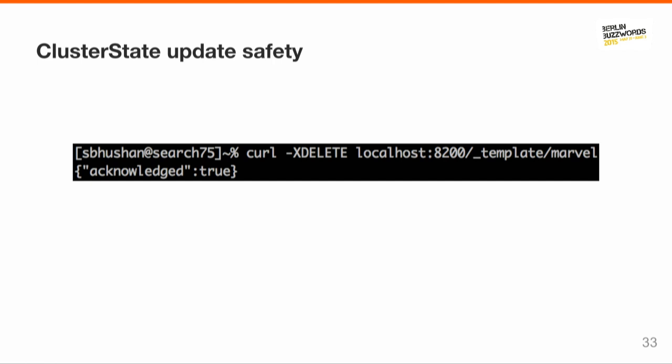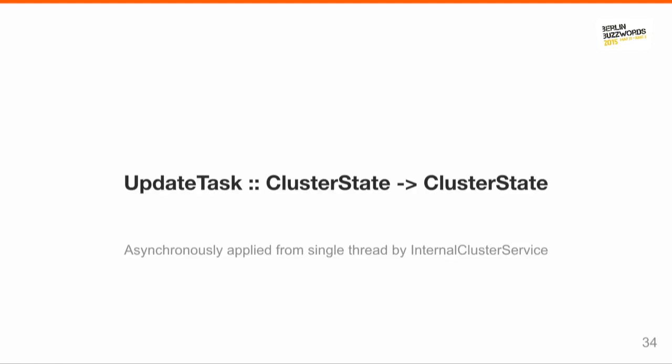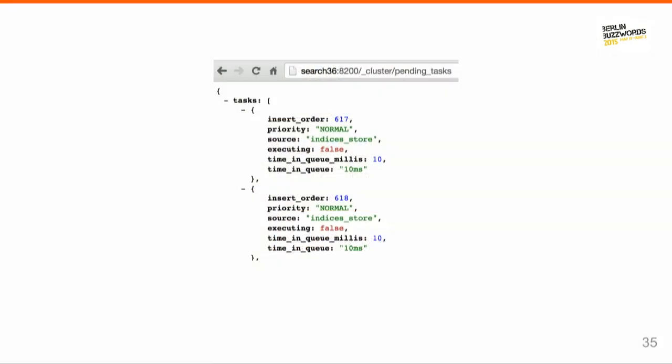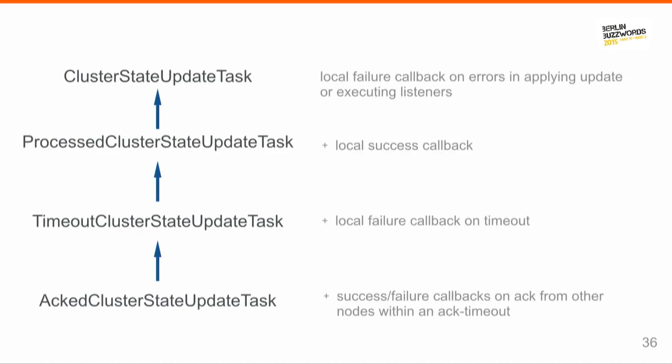So what does that acknowledgement mean? I'll come to that, but before, let's see what's going on under the hood when there's any cluster state change. Internally, these requests are implemented by this abstraction called update task, which is essentially a function from the old cluster state to the new cluster state. They go into a queue and are processed from a single thread asynchronously. You can actually see the state of your queue, take a peek into it by hitting that endpoint, which is very handy. It can be quite informative to figure out if publishing is currently a bottleneck for you. And there are several different implementations of update tasks.